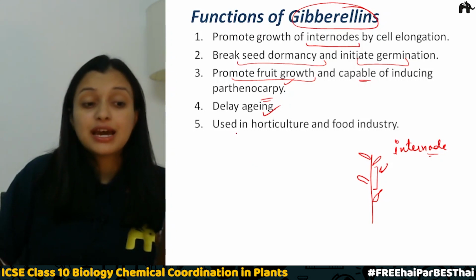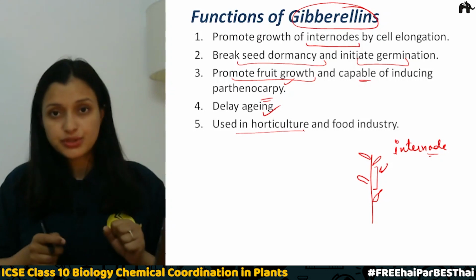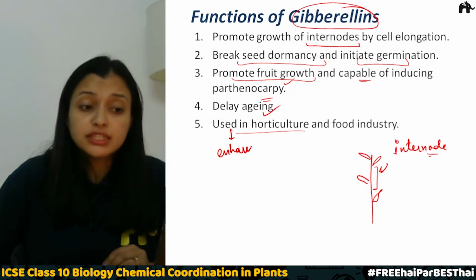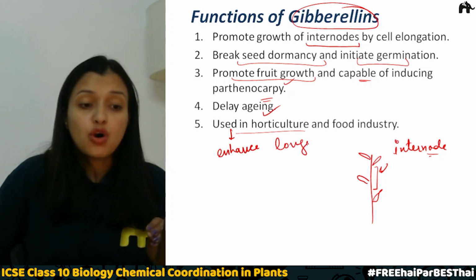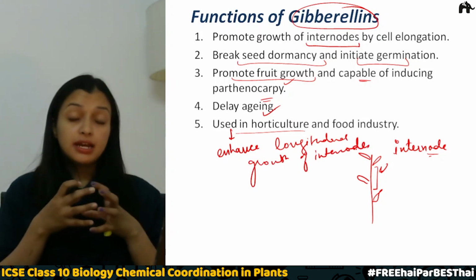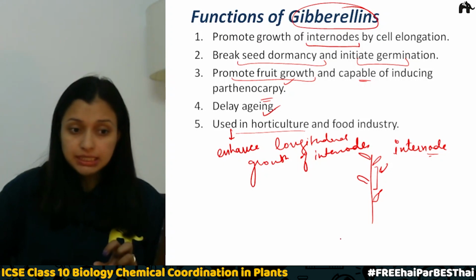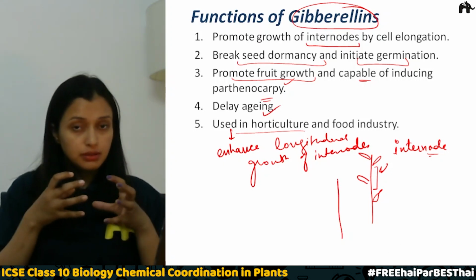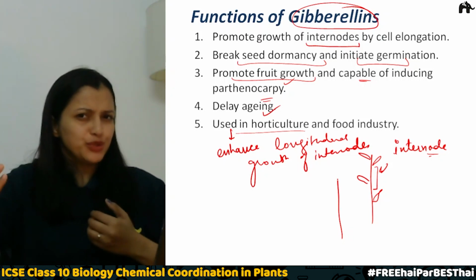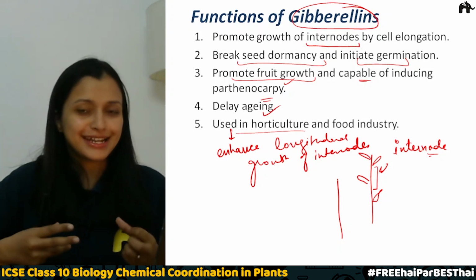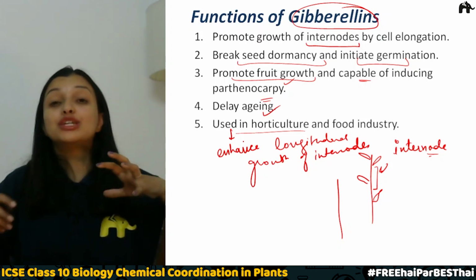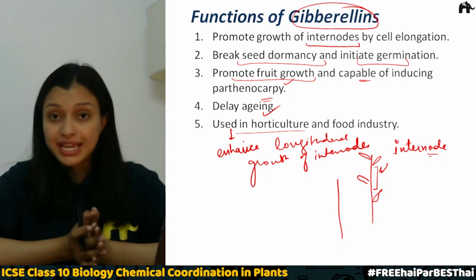Now the last one is they are used in horticulture and food industries. These gibberellins enhance the longitudinal growth of internodes. Basically they increase the length of plants which are very dwarf. If you want a tall plant, what will you do? You will spray gibberellins, right? They also increase the length in the case of grapes and apples, and they also improve the shape of these grapes and apples.